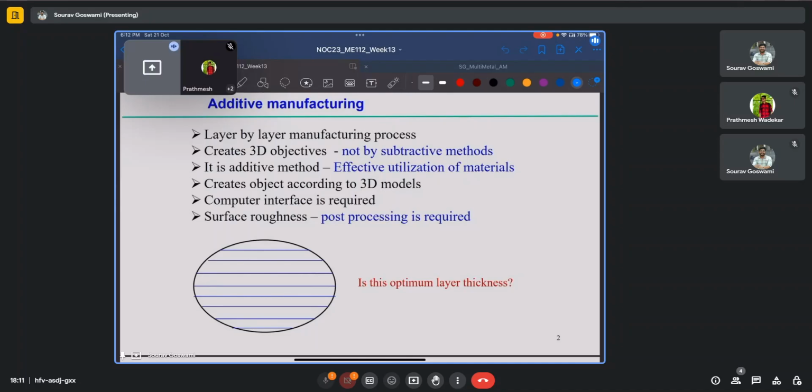There, during the building, several process parameters, including the feedstock, have to be optimized to achieve the optimum part quality and part finish. And finally, there might be some post-processing steps also involved to obtain the required levels of surface finish or of, say, material homogeneity and other things.